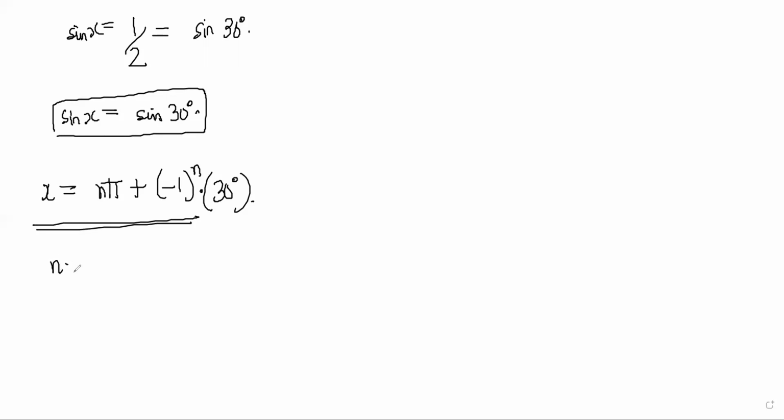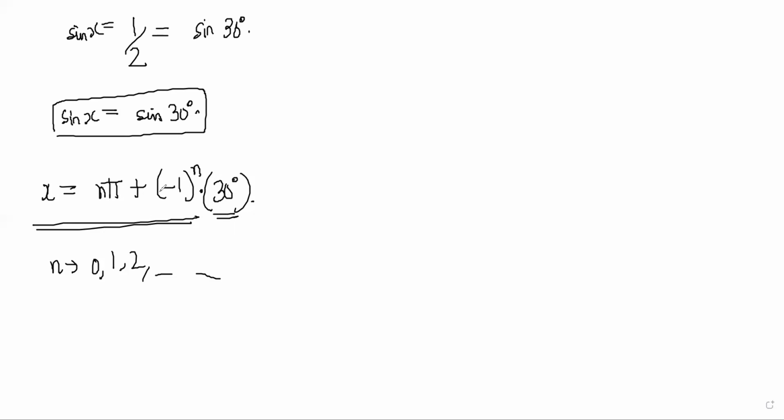Now, if n is any integer 0, 1, 2, you can put and you will get all the possible angles here that fit. Notice that whenever n is odd, you get a subtraction here, and when n is even, you get an addition, right? For n is equal to 0, you get simply 30 degrees. N is equal to 1, you get 180 minus 30, which is 150 degrees, the second one. And n is equal to 2 onwards, you get 2 pi plus 30 and 3 pi minus 30, right?